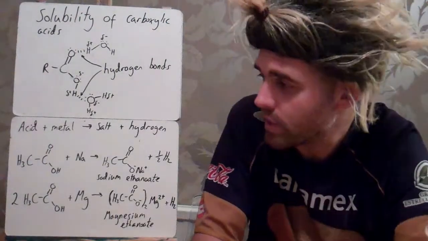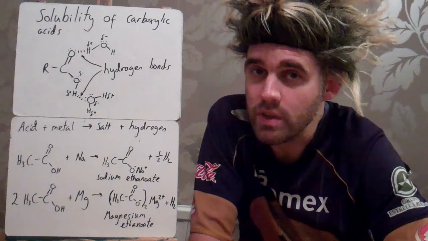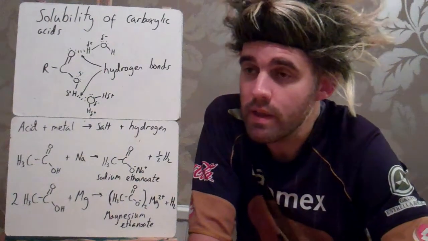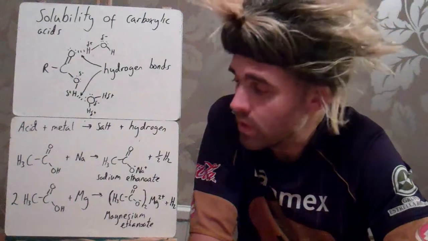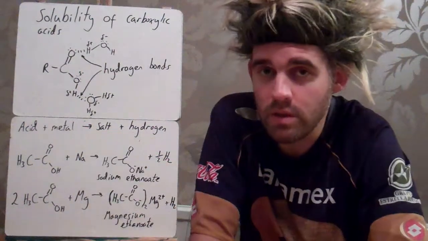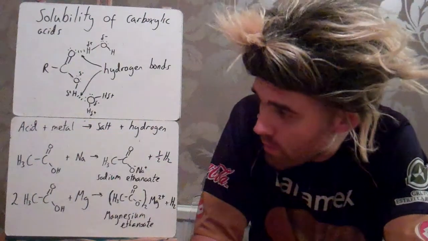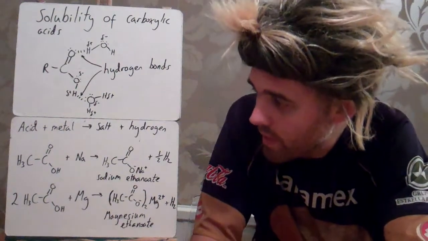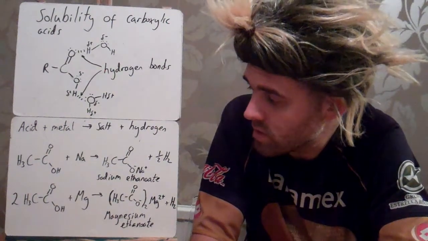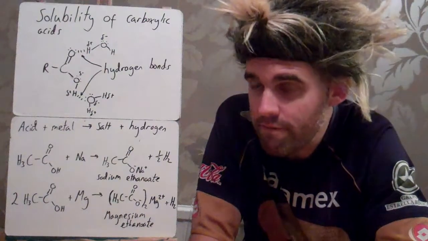Okay, now we're looking at the reactions of carboxylic acids, and they just react like any other acid basically. So here we've got acid plus metal makes salt plus hydrogen, and we've got the first one there, ethanoic acid reacting with sodium, it makes a salt. The salt is sodium ethanoate.